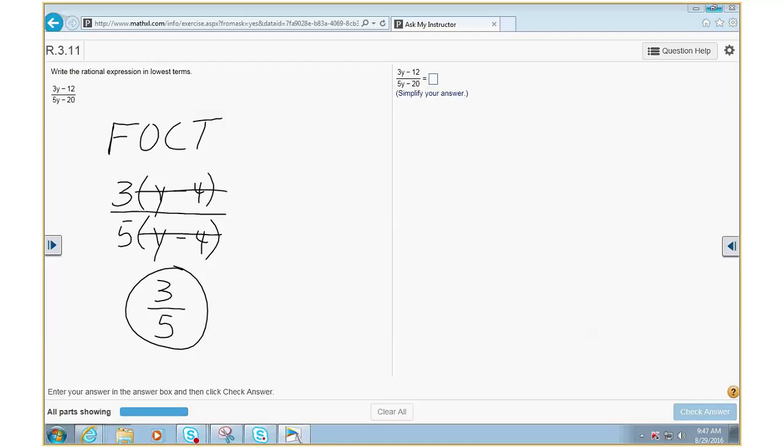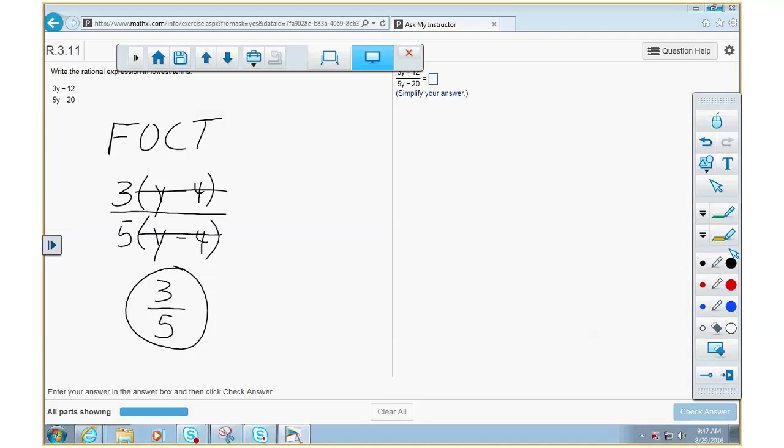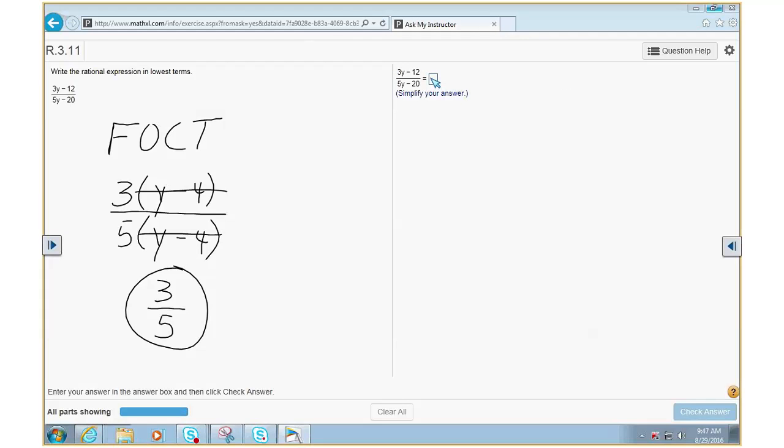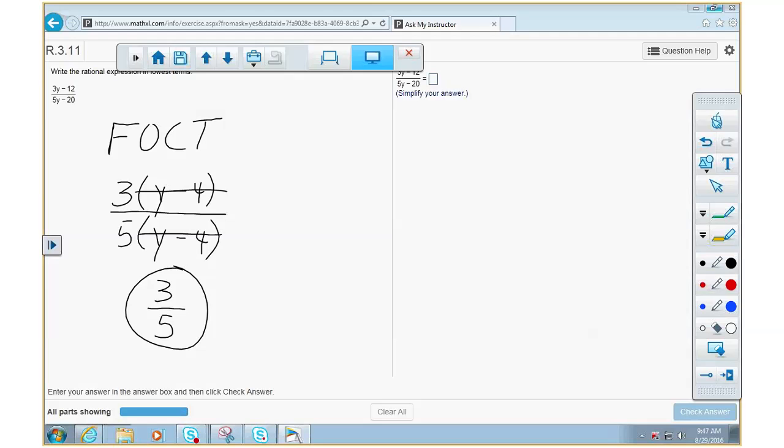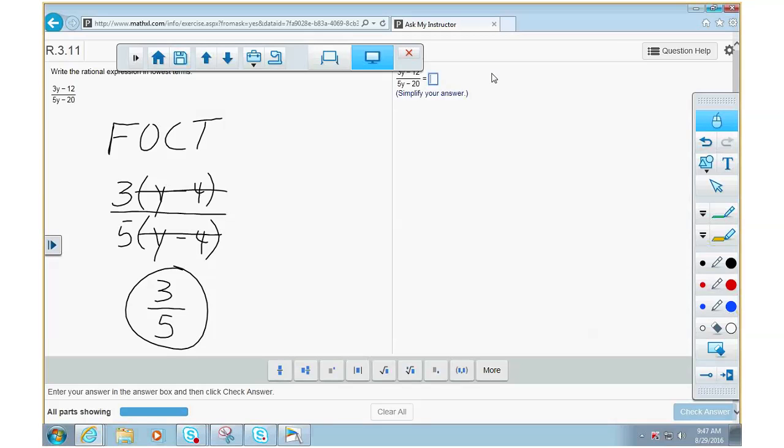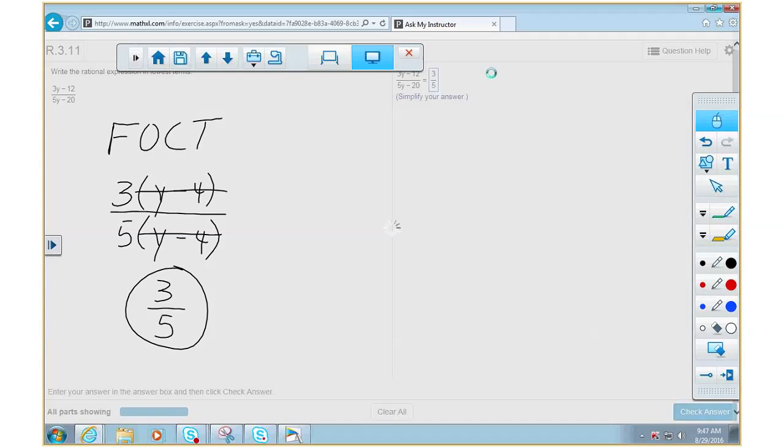90% of the time, when you're dealing with rational expressions, you're going to have to factor sometime, somewhere. Let's uplift ourselves and type in 3/5. It won't let me. We feel good about ourselves. Next one.